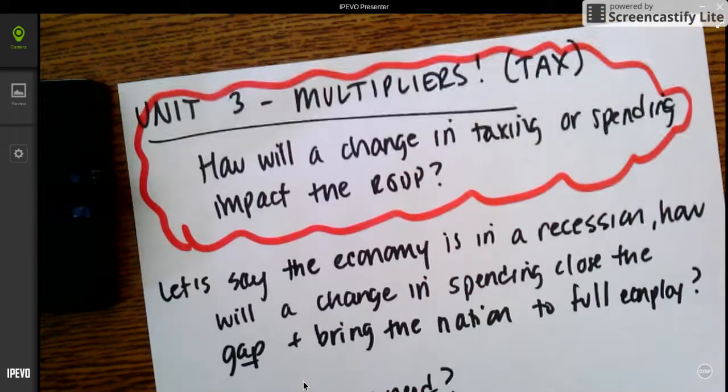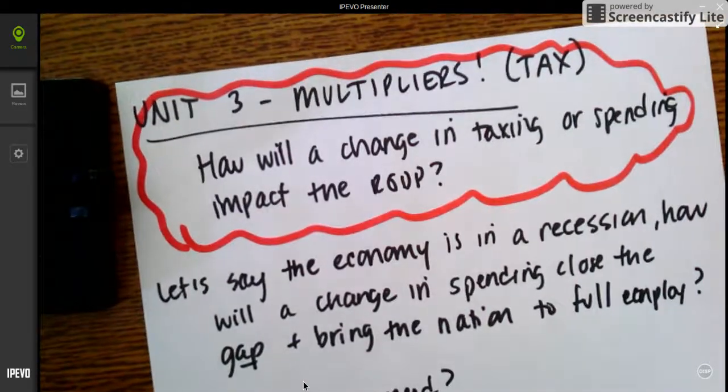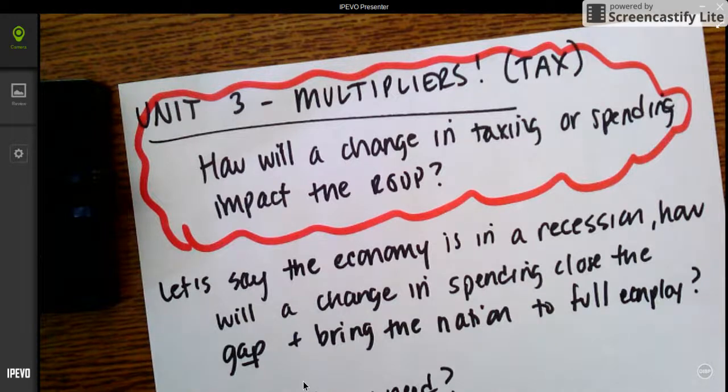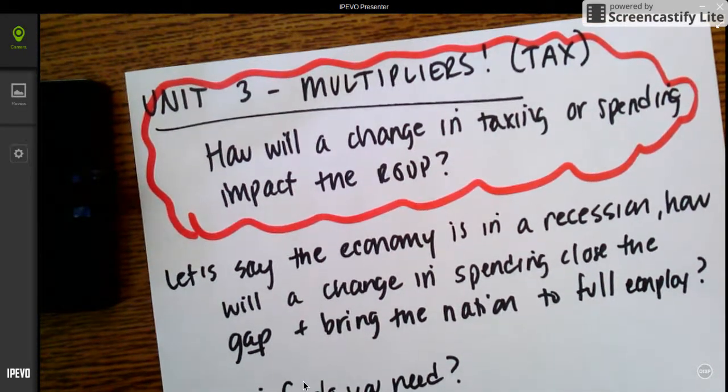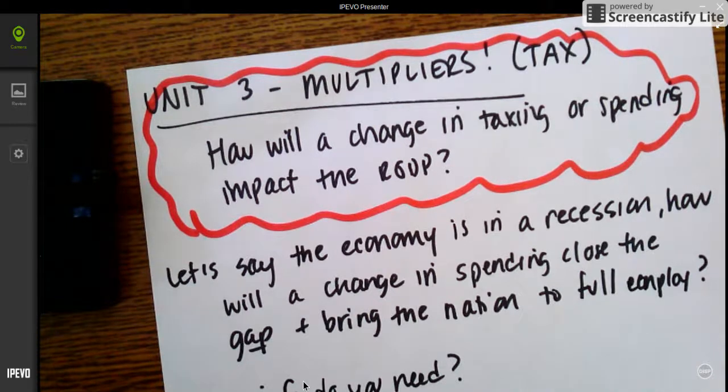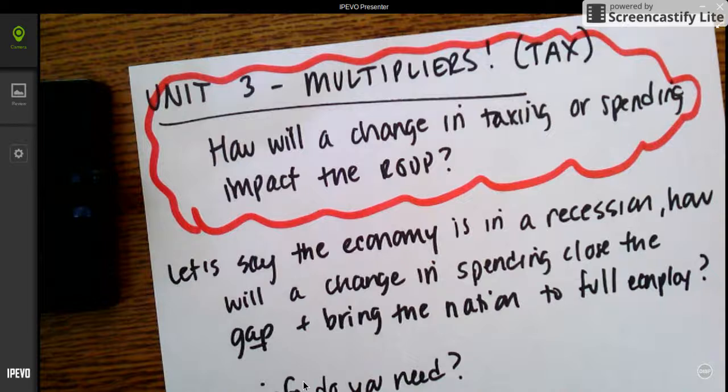Hi, so this is the tax multiplier video. Hopefully you've done the spending multiplier stuff first and then the tax multiplier. Most people think it's a little bit more complicated, so I feel like doing the spending multiplier first is nice, and then you can build from here. So we're going to see that this is eerily close to the spending multiplier with a few nuances that make it different.